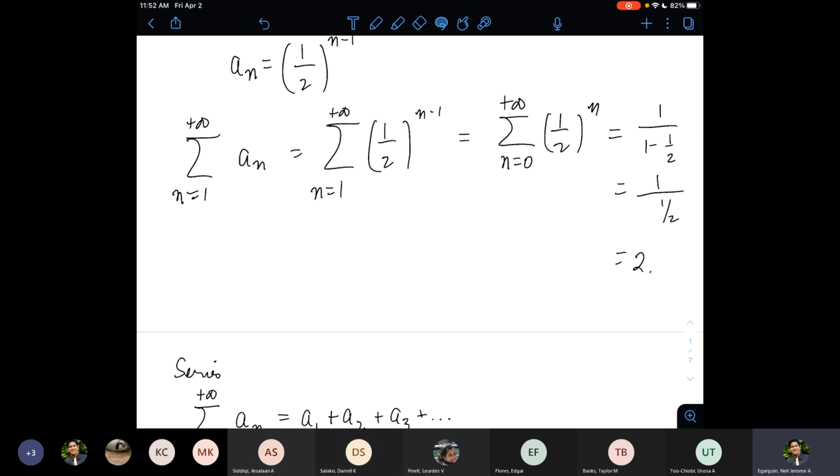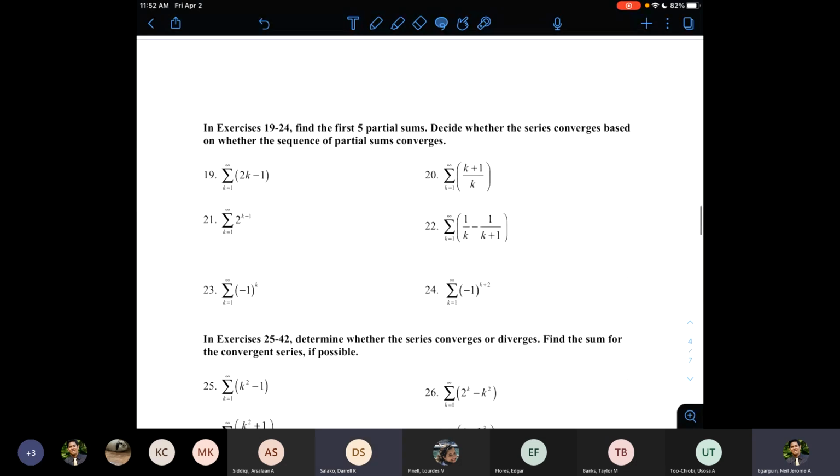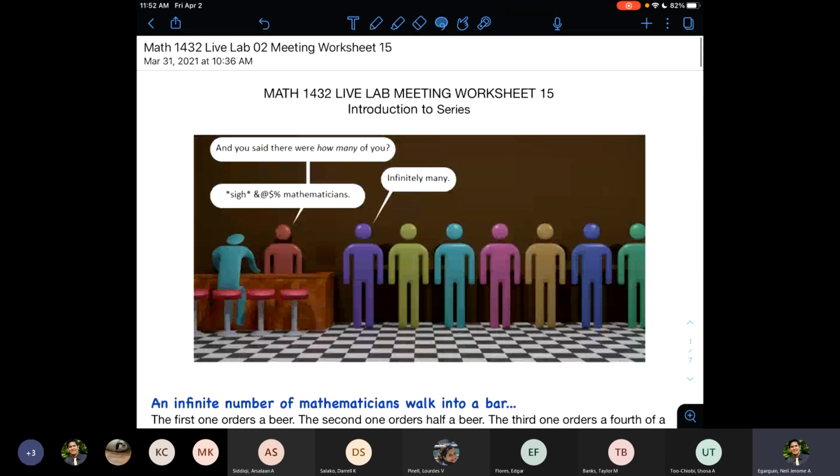I'll go back to the concept of looking at the sequence of partial sums because I guess there are some exercises in this worksheet that require that. And then we'll go to the basic test for divergence and geometric series, such as the problem of the mathematicians here. Okay?